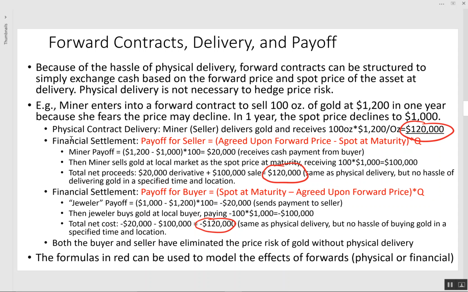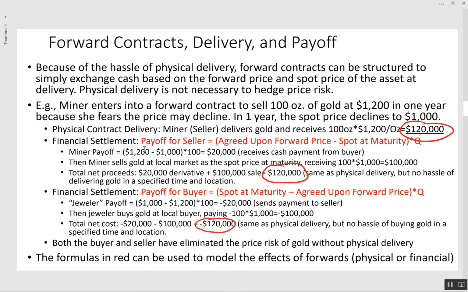So we have a contract now in which there's no delivery of gold. It's just a Las Vegas style bet, and the contract payoff is just $1,200 minus whatever gold prices turn out to be next year, times 100. Now, what if gold prices do turn out to be $1,000?